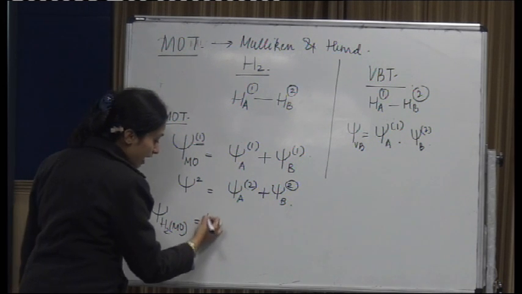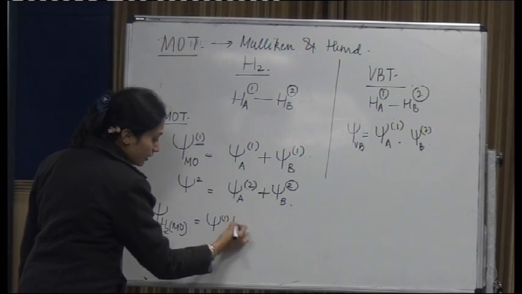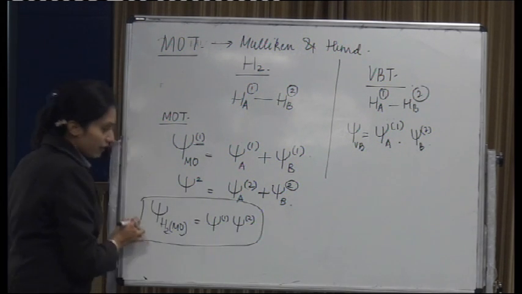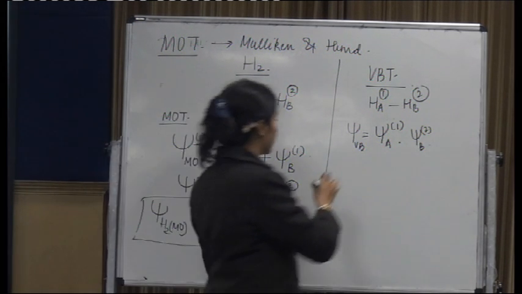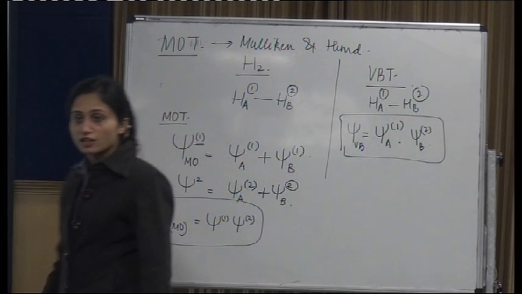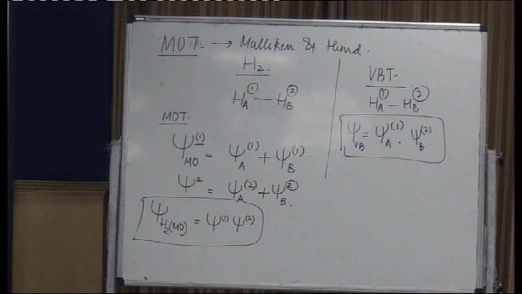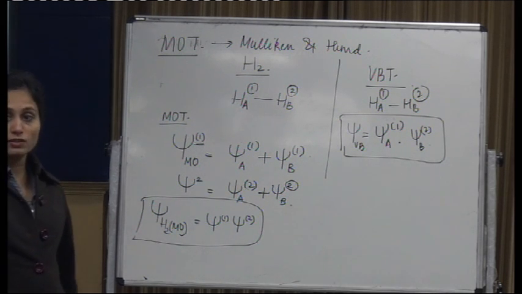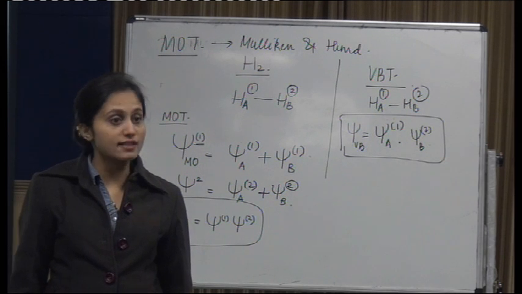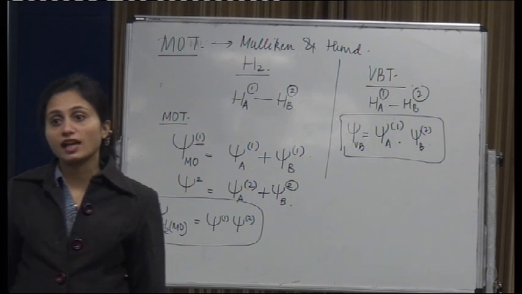So what you will have is psi of 1 into psi of 2. This will be your total molecular orbital wave function according to molecular orbital theory, and this will be your valence bond wave function according to the valence bond theory. So please remember that in molecular orbital theory, the electron moves under the influence of all the nuclei and is interacting simultaneously with all the atoms in the system.